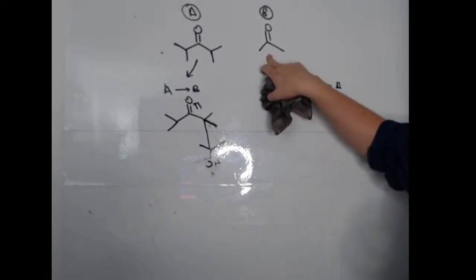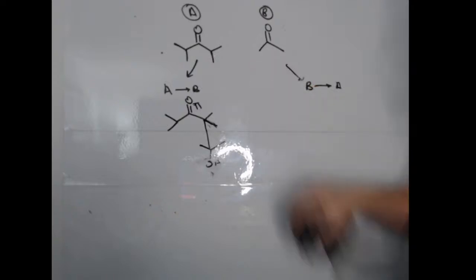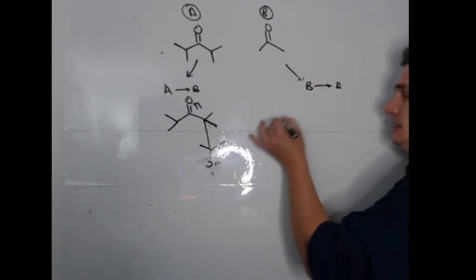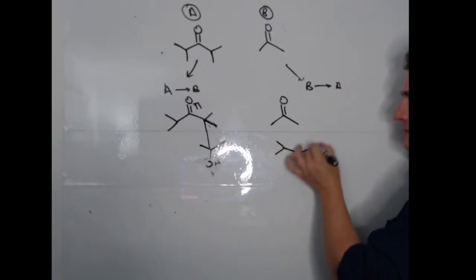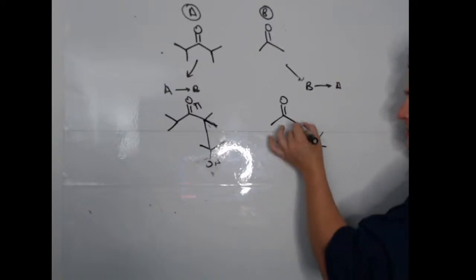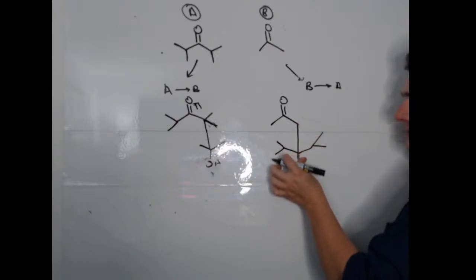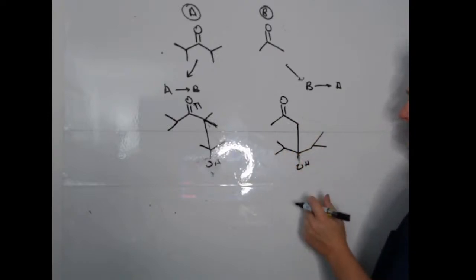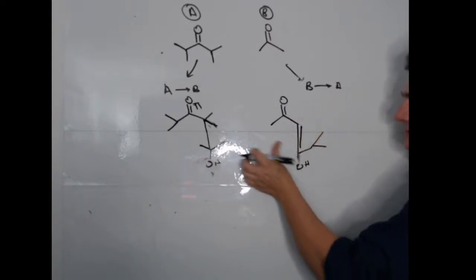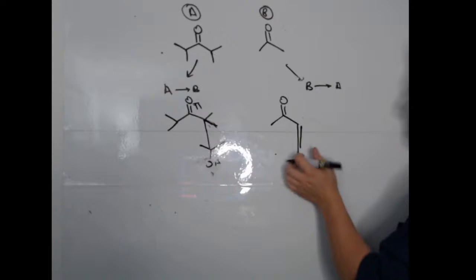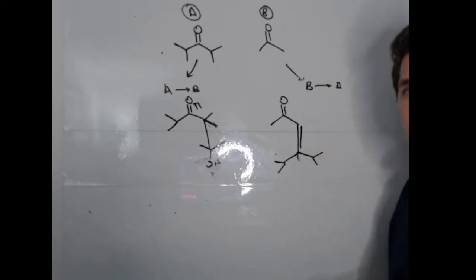But that said, if you do have two hydrogens or more on your alpha carbon, so I can take the same one, turn it upside down. This can attack, and then because we have a hydrogen here, it can do elimination. We'll end up getting this.